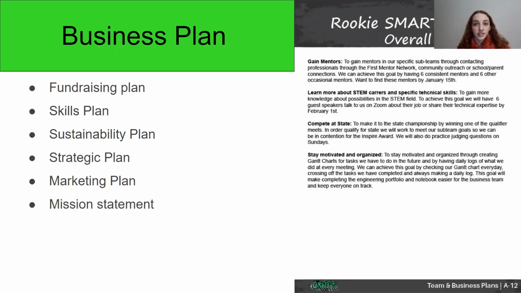You can include a fundraising plan that talks about your budget and how you got your money, a skills plan that discusses what skills members want to learn and how they will achieve this, a sustainability plan that shows a team outlook for the next 1 to 2 years, a strategic plan that discusses team goals and steps to achieve those goals, a marketing plan about your social media, and a 1 to 2 to 3 sentence mission statement of the overall goal of your team or organization.